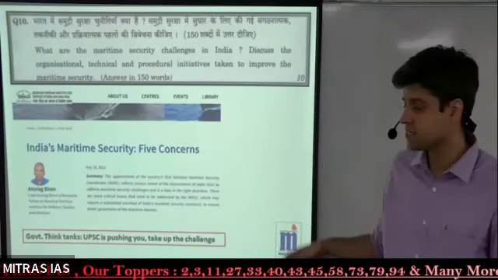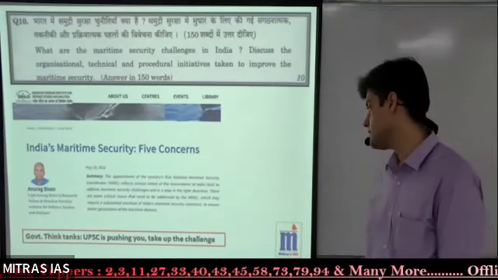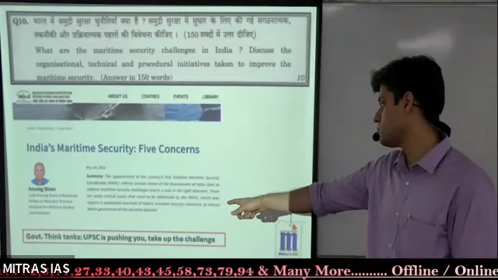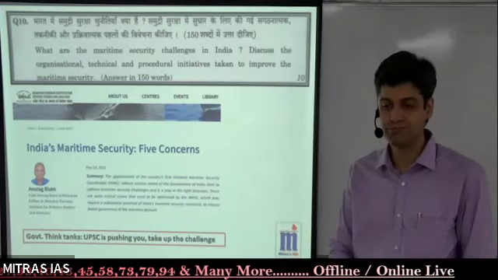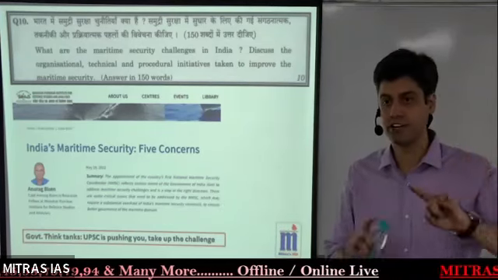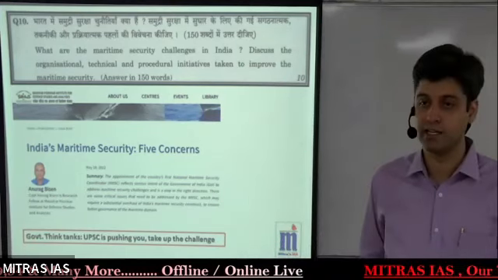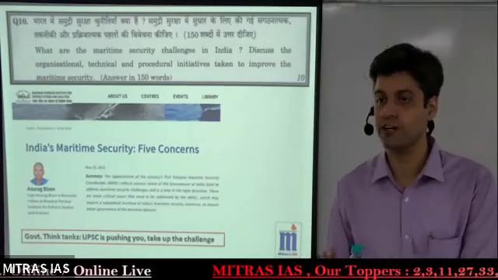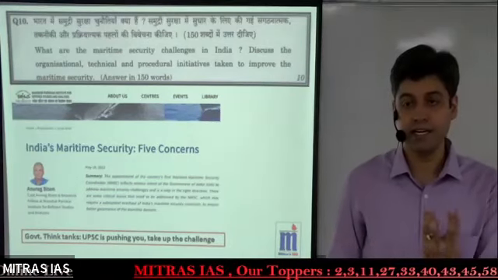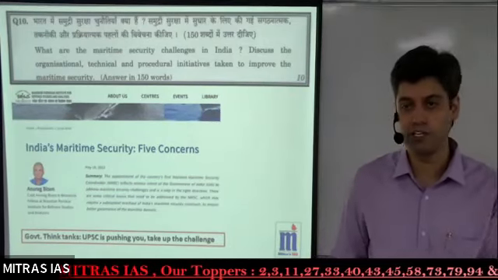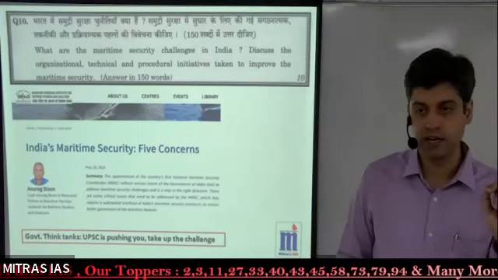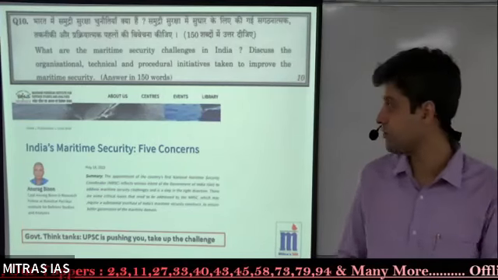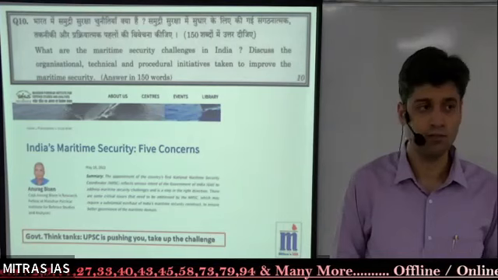But I personally feel that with government think tanks, UPSC is pushing you to take up the challenge. So this is where UPSC does not have a defined area. But everything is asked from what is important for India. And maritime strategy is something which is so much in news. When you just Google maritime strategy, you'll find this on second, third number. Why don't you go like that?